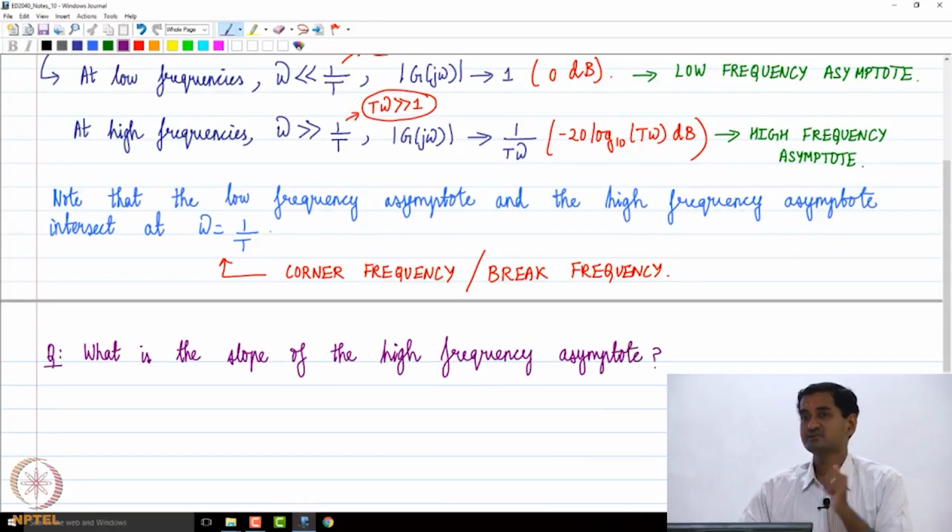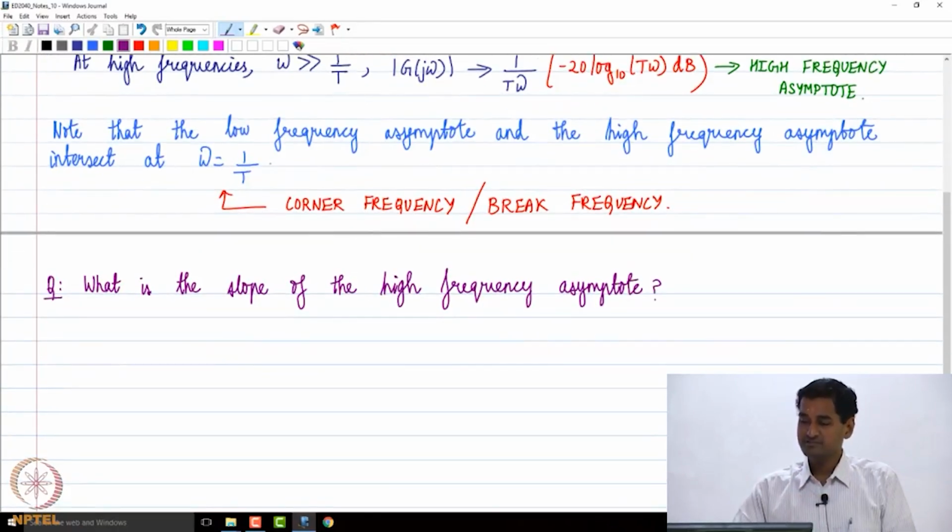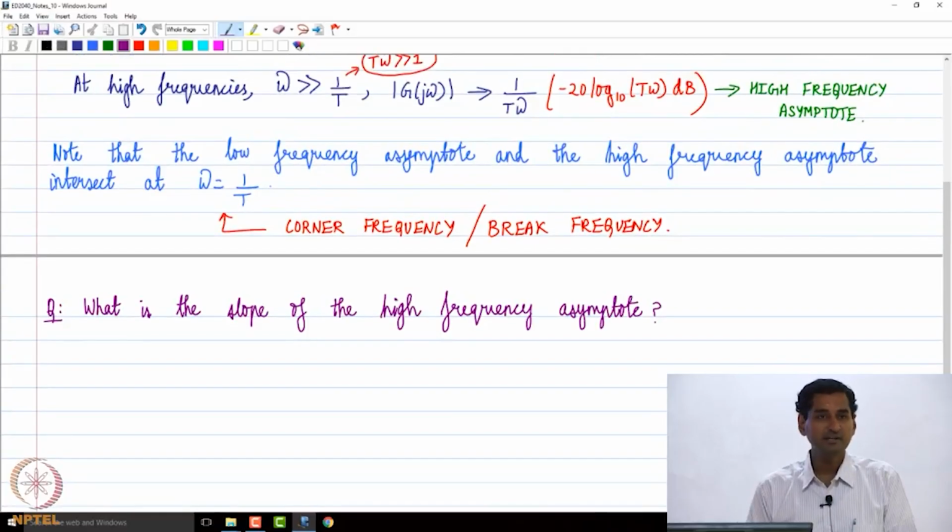Okay, let's ask ourselves the question, what should be the slope of the high frequency asymptote? The high frequency asymptote is going to be minus 20 log to the base 10 of T omega. So what is the slope? A common way to find the slope, as we discussed, is to express it in decibels per decade or decibels per octave. Typically we express it in decibels per decade.